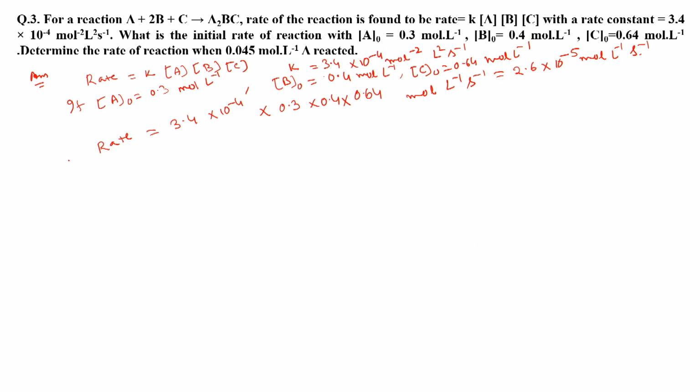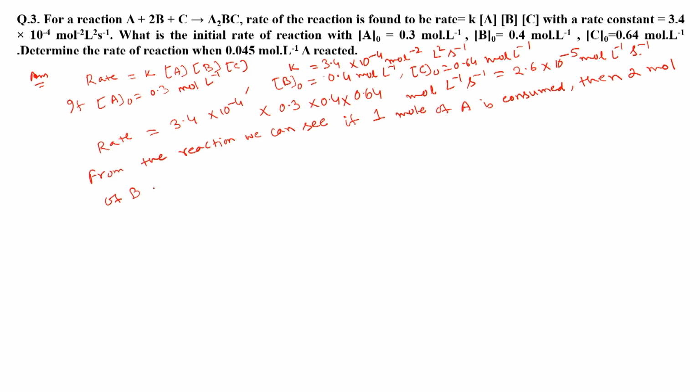Okay, now from the reaction we can see, the reaction is A plus 2B plus C. From the reaction we can see if 1 mole of A is consumed, then 2 moles of B and 1 mole of C will be consumed. Right? Okay.